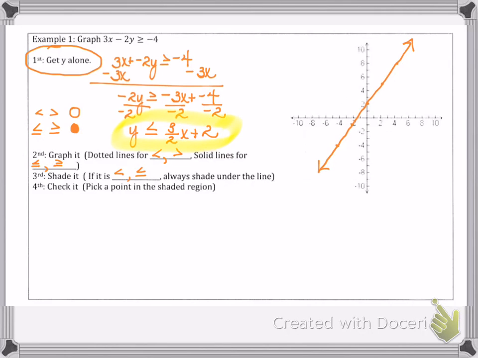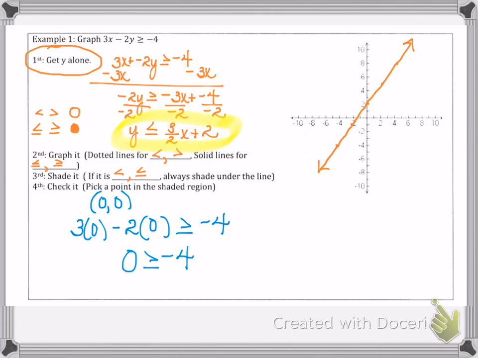Now, in order to shade this, what we're going to do is plug in a test point. And as long as the line does not go through the origin, that's the test point that we want to use. So I'm going to use 0, 0, and I'm going to go back to my original equation and plug it in. My original equation would be 3 times 0 minus 2 times 0 greater than or equal to negative 4. On the left side, we just get 0 greater than or equal to negative 4. That is true. 0 is greater than or equal to negative 4.